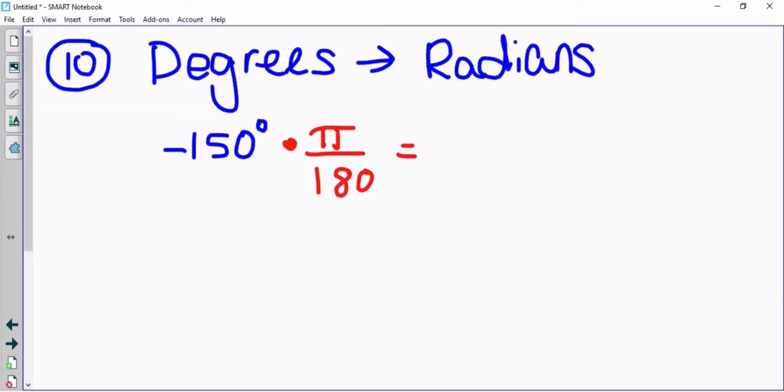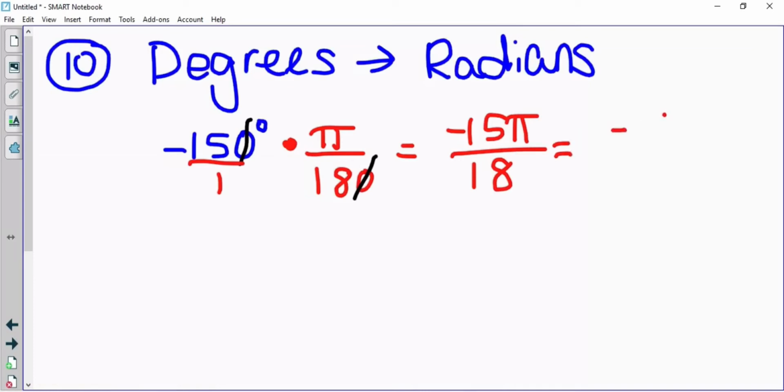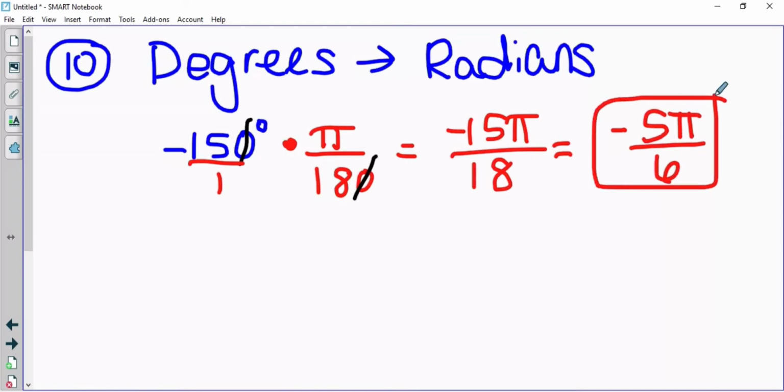So one thing I noticed right away is a 0 on the top, a 0 on the bottom. Those guys can cross off. If I were to multiply straight across the top, I get negative 15 pi. Straight across the bottom, I get 18. And that can still reduce. 15 and 18 are both divisible by 3. So my final answer would be negative 5 pi over 6. And you always want to reduce as far as you can.